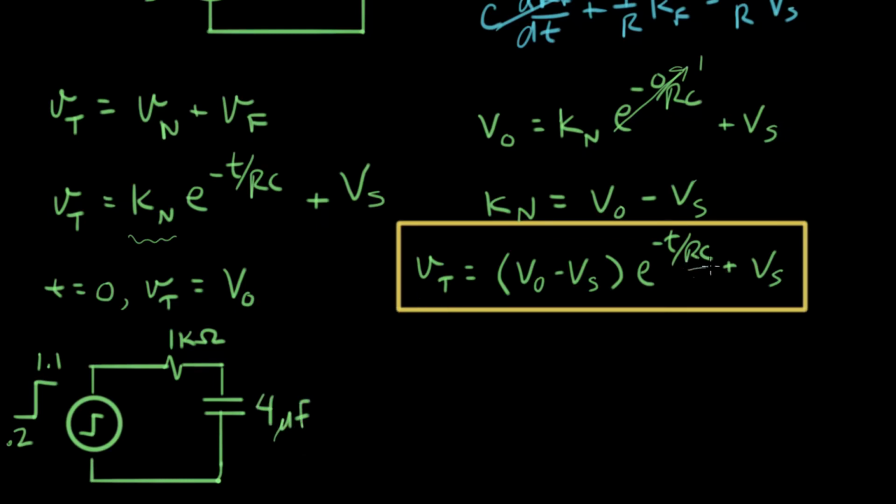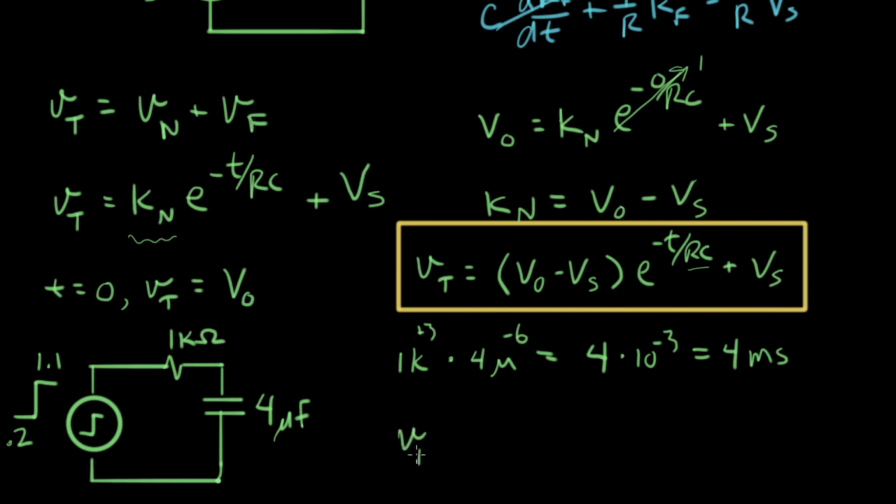Now, first I'm going to work out RC. RC is equal to 1 k ohm times 4 microfarads. And what does that equal? K is plus 3, and micro is minus 6. So 1 times 4 is 4, and plus 3 minus 6 is times 10 to the minus 3. And that is in seconds, so that's equal to 4 milliseconds.